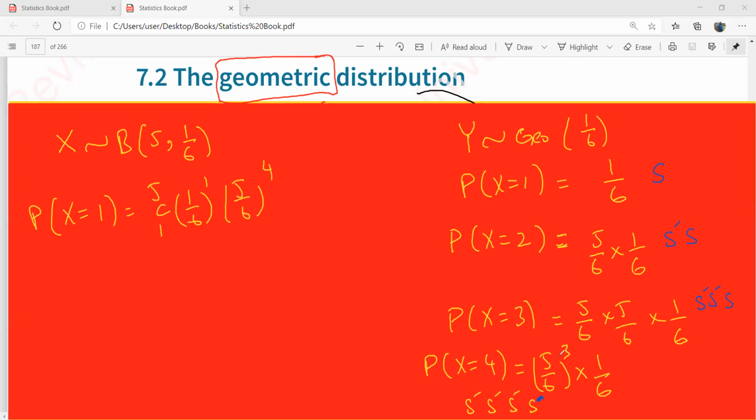Now, my question to you is, why do we have 5C1 in case of the binomial, but why is this missing in the case of the geometric distribution? Yes, please tell me. Sir, we don't have n. Very good. That is one of the reasons. Any other reason?